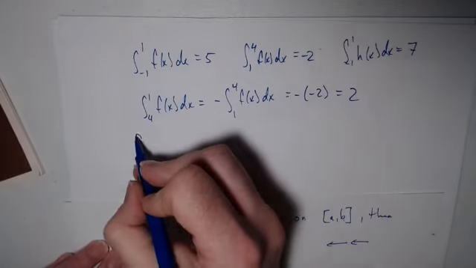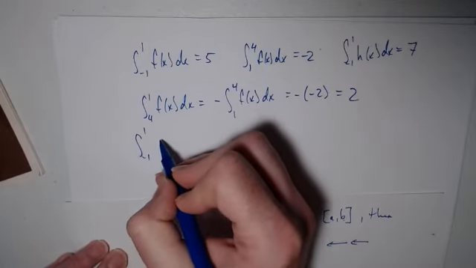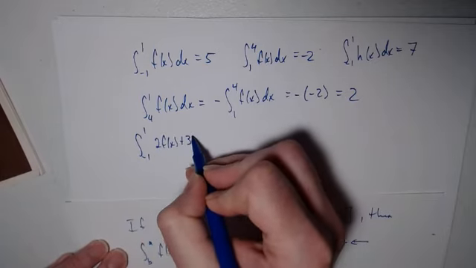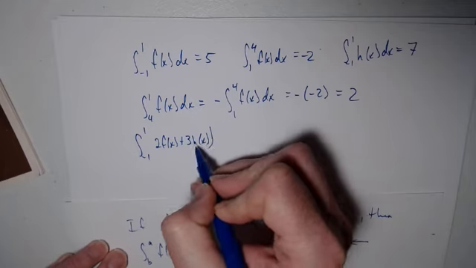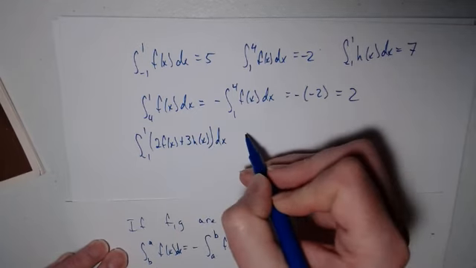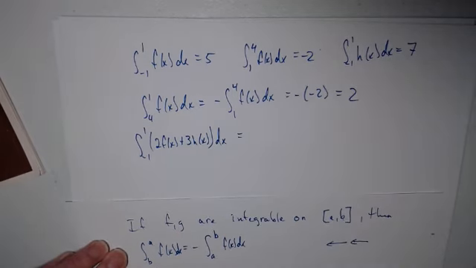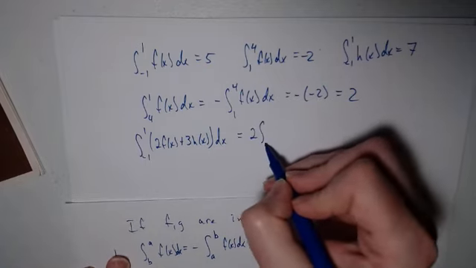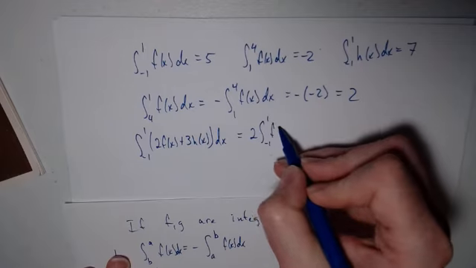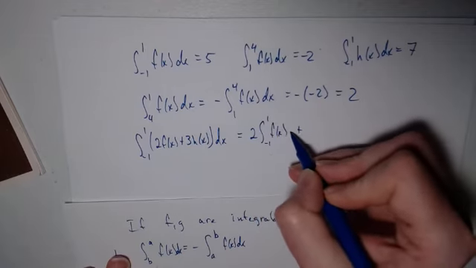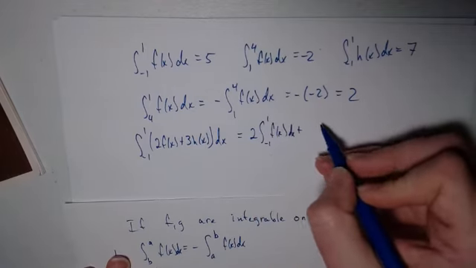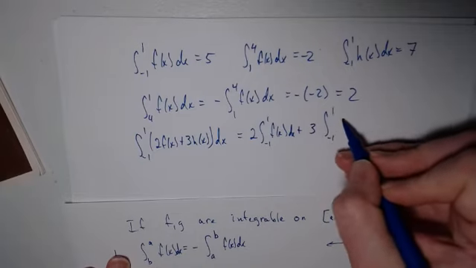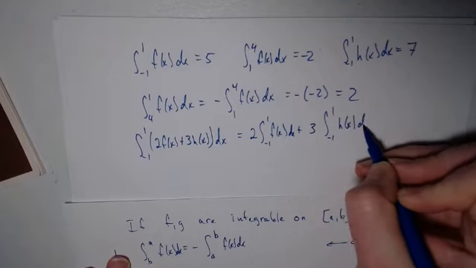We're asked to find the integral from -1 to 1 of 2 f of x plus 3 h of x, and that is going to be equal to 2 times the integral from -1 to 1 of f of x dx, dx's are important, plus 3 times the integral from -1 to 1 of h of x dx.